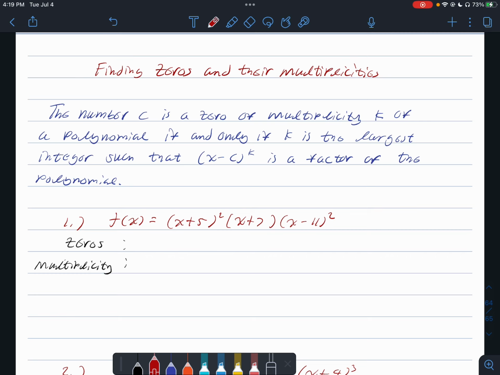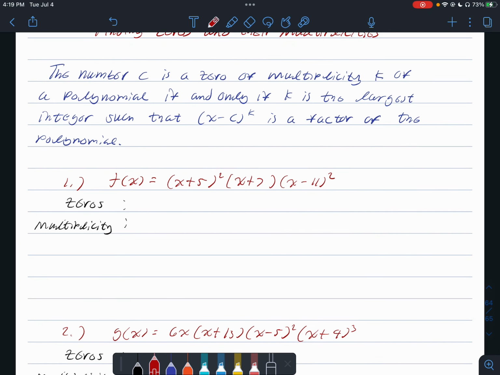What this is saying is if you have a polynomial written in this form, all factored out, what would make each of these factors zero are the zeros. So basically, if we were to set each of these equal to zero and solve it like we have in previous examples, those are going to be our zeros.